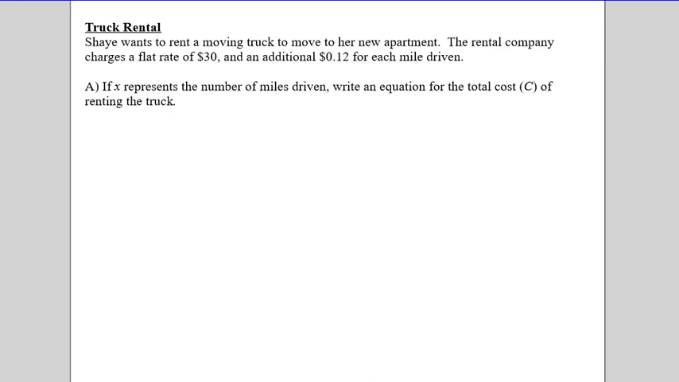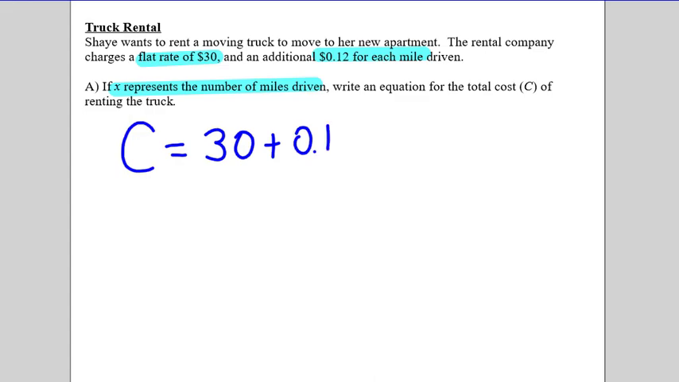And we're going to start with the cost. So that's the total cost. And we're going to think about, well, what happens? So we know the total cost is made up of $30 a flat rate and 12 cents for each mile. And we're told here that X represents the number of miles. So we think about, well, what does that mean? Well, there's a $30 charge plus 12 cents for every mile driven.